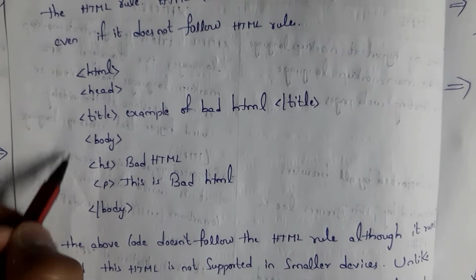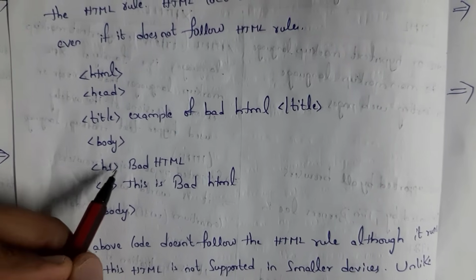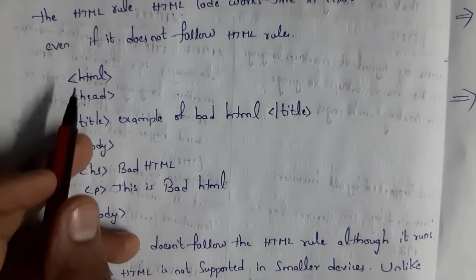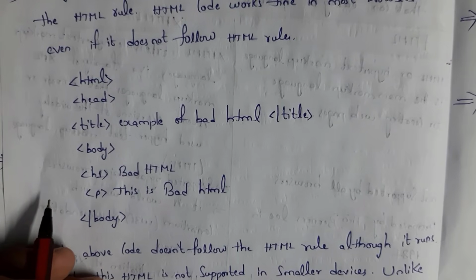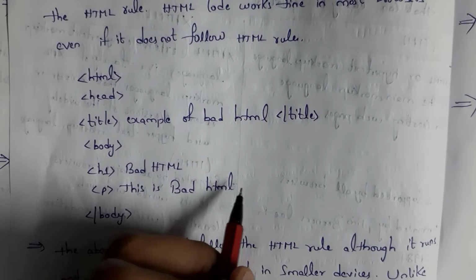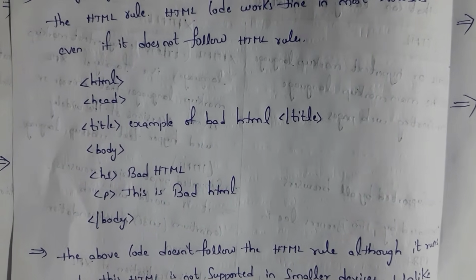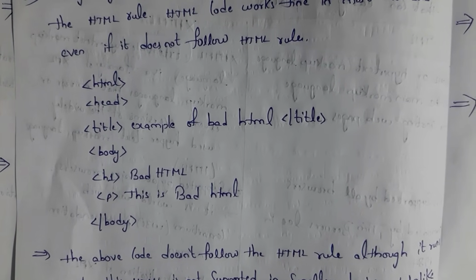If you write the same program in HTML, output will be displayed. Even if you don't use closure tags, output is generated. But if you write this same program in XHTML, output is not going to be generated because there are no closure tags here. So the output is displayed as an error message. So when compared to HTML, XHTML is very strict.